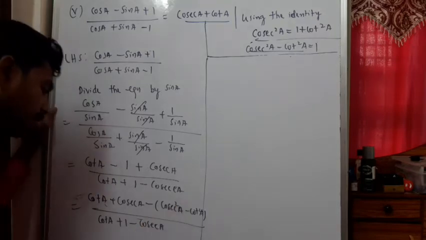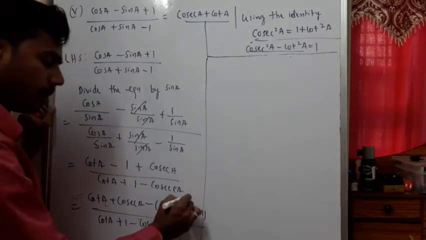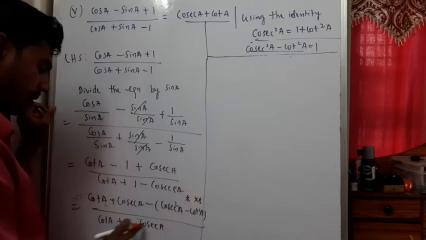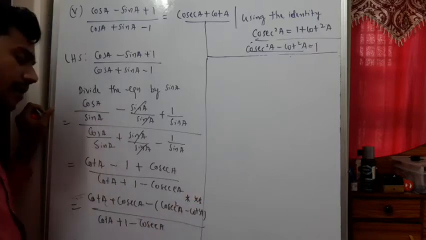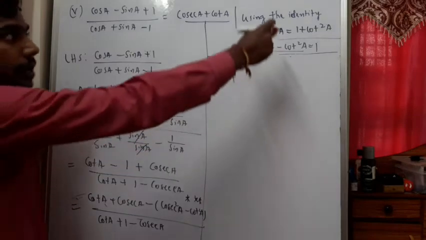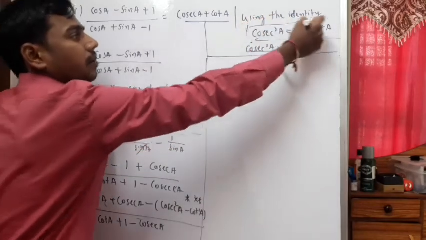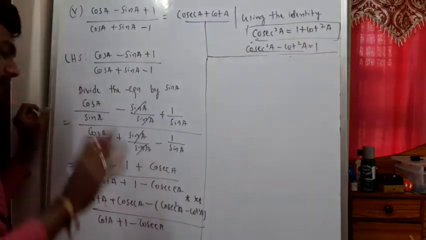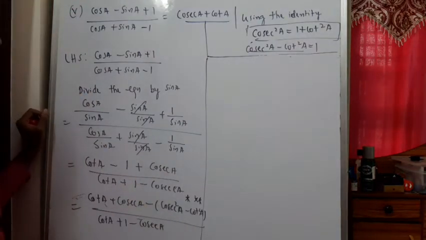Fine. Now, so this is very important. If you know this, we can proceed further. Okay. Why I have written 1 can be written as cosecant square minus cot square A? And they have clearly mentioned we need to make use of this identity. So that is the reason I am making use of that particular identity.